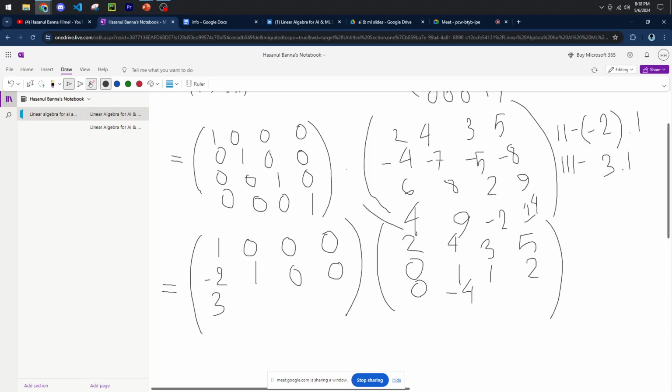For clarification, this is the other line. This one is our first line and this is the second line. Yeah, so 0 -4 -7 and -6.